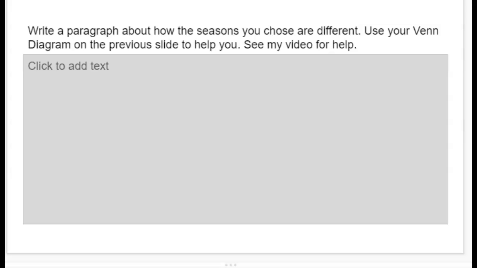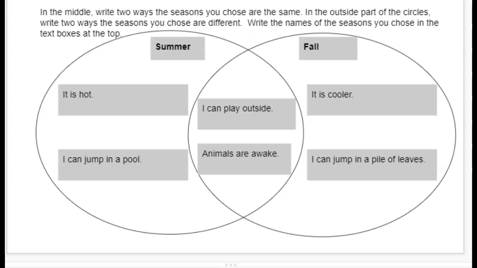So yesterday we wrote our comparison paragraph about the seasons we chose, and today we're going to write our contrast paragraph about how the seasons we chose are different. This one I feel like is a little easier. It was easier for me to figure out ways that summer and fall are different. So I wrote on my Venn diagram, in the summer it is hot, and in the fall it is cooler.